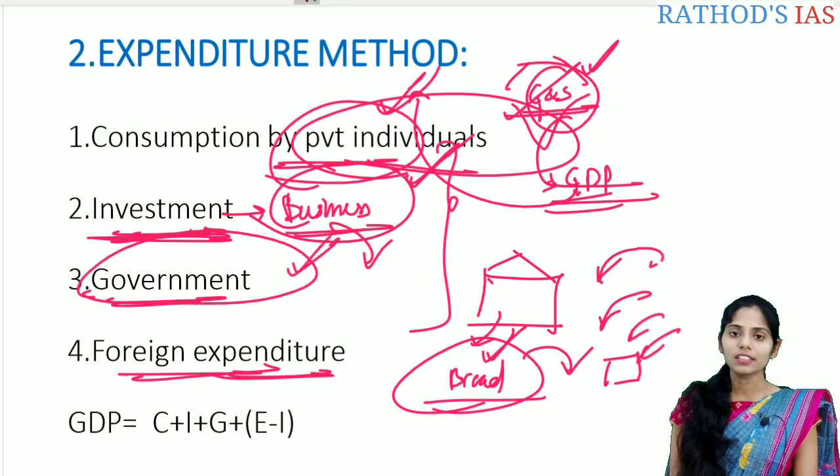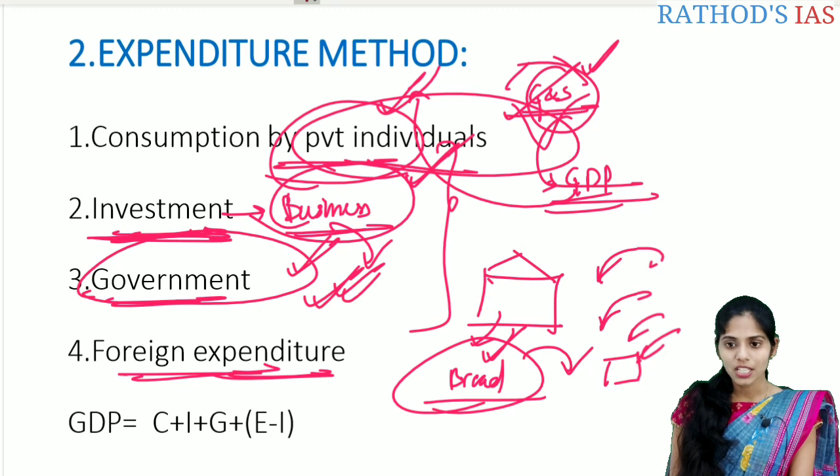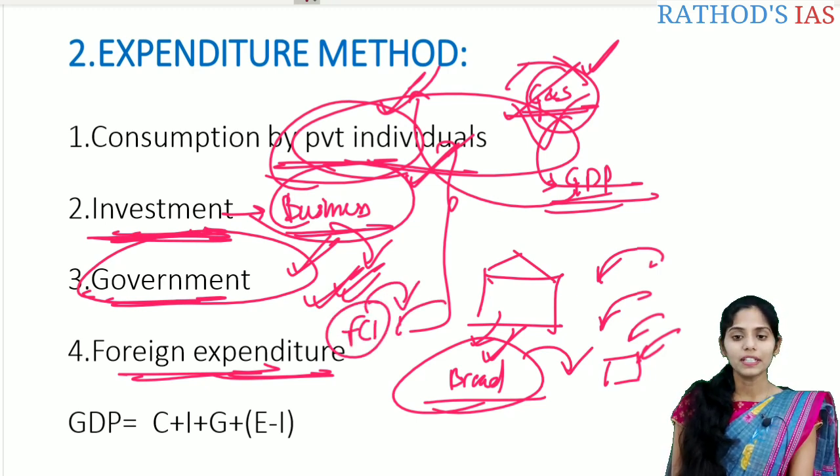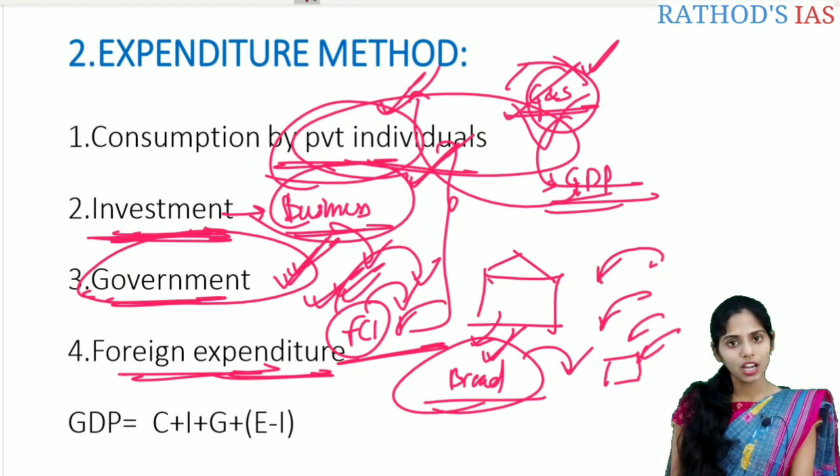Government will give salaries mainly to those who are working under the government, either state government or the central government. So this will be the expenditure of the government. And also, for example, the Food Corporation of India will purchase food grains from the farmers. This is also expenditure of the government. So in this way, we can account for the expenditure of the government. And let us see about the foreign expenditure.